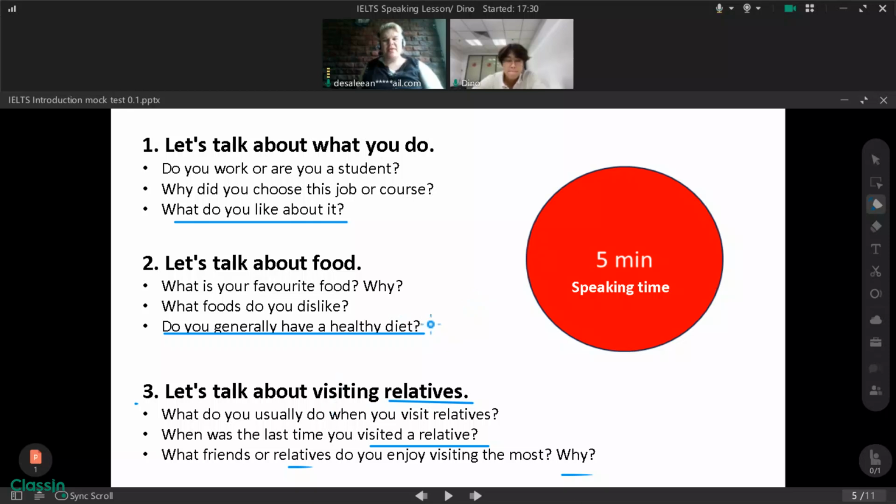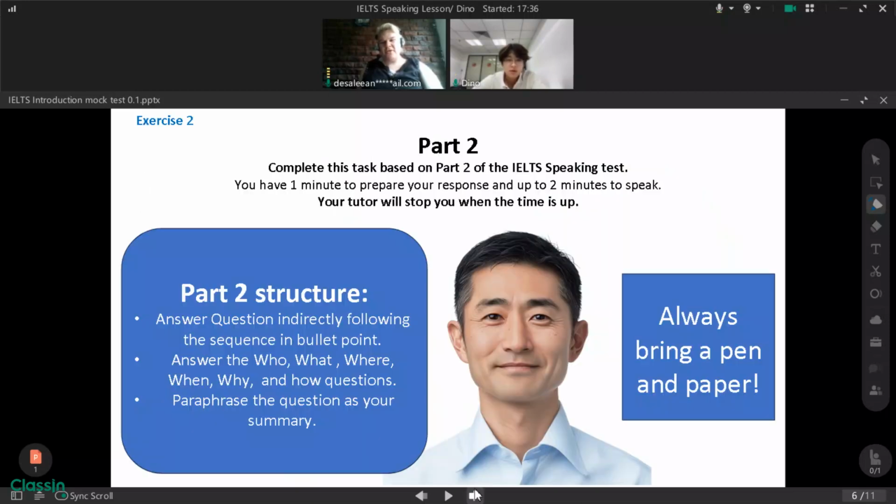All right, this is the last question for part one. We're now going into part two. Now it's going to get interesting. Part two has a structure. We answer the question directly following the sequence in the bullet points. We answer the who, what, where, when, why, and how questions. And then we paraphrase the question as our summary.